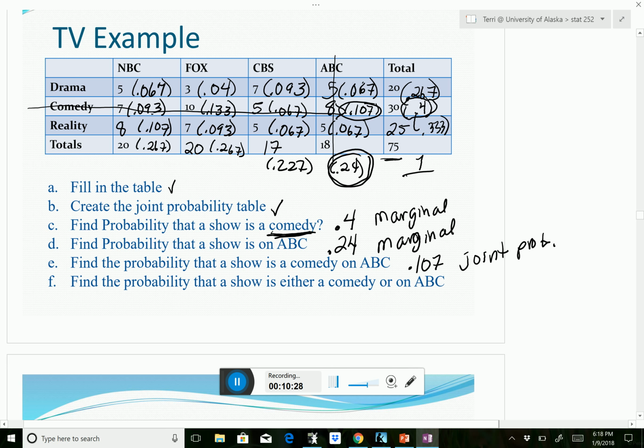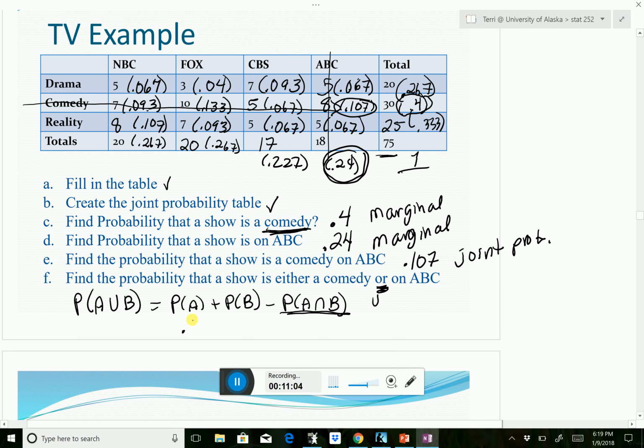Find the probability that a show is either a comedy or on ABC. Well, remember that the probability of A union B, and or probabilities are unions, is equal to the probability of A plus the probability of B minus the probability of A intersection B. Because this gets counted twice, because this gets counted in all the shows that are comedies. So we're going to call this 0.4, plus all the shows that are on ABC, minus the joint probability, 0.107, because this 0.107 is included inside here and inside here.